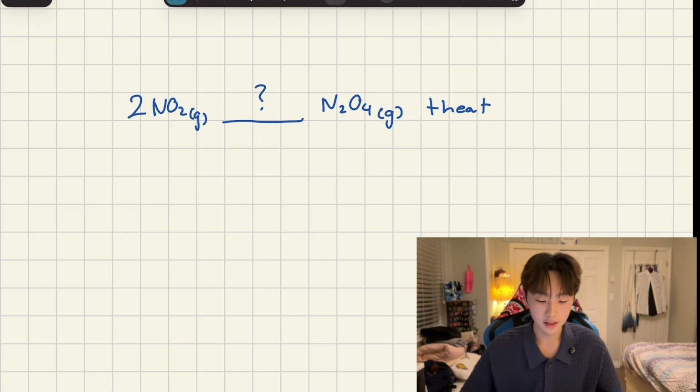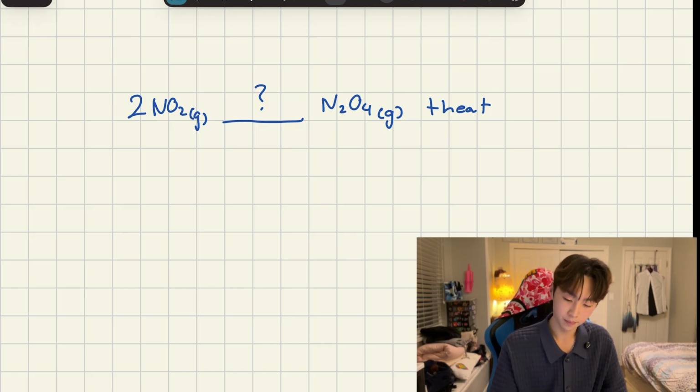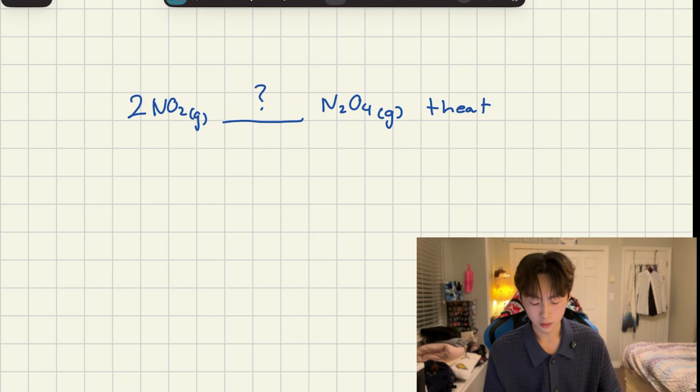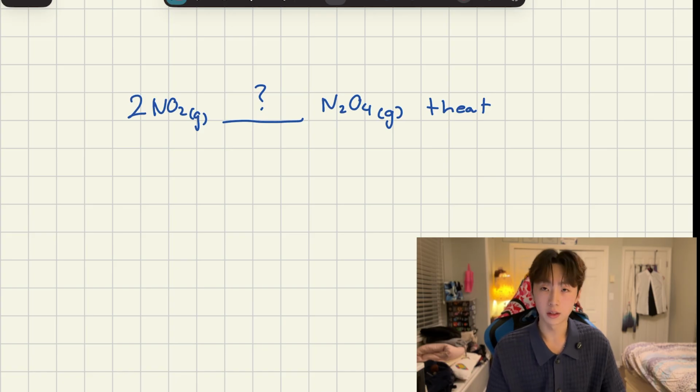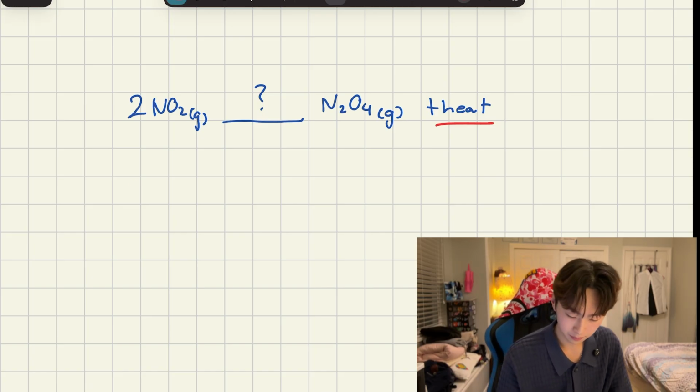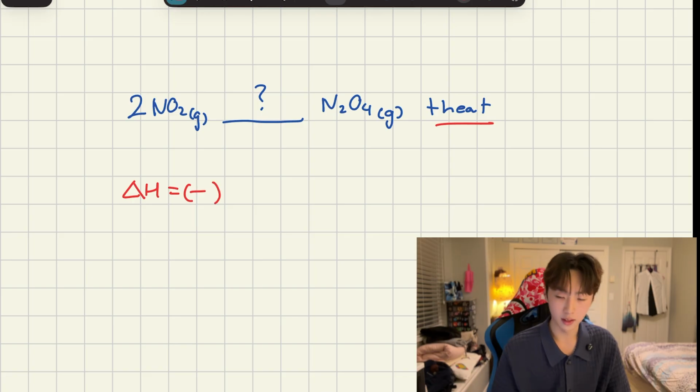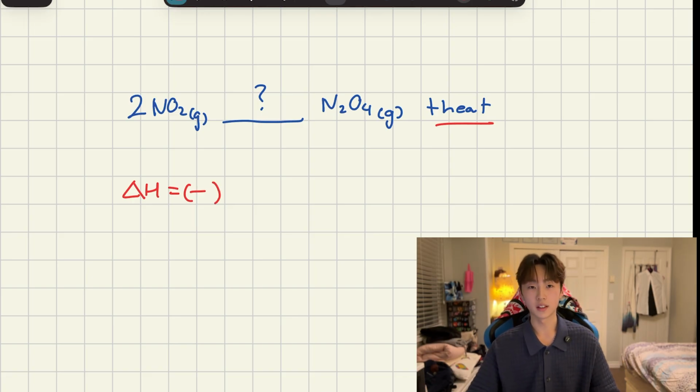Now for our last case, let's look at this. In terms of enthalpy, we see that the heat term is on the product side. So it's going to be exothermic. So delta H is negative. And that means that in terms of enthalpy, it will drive towards the products.